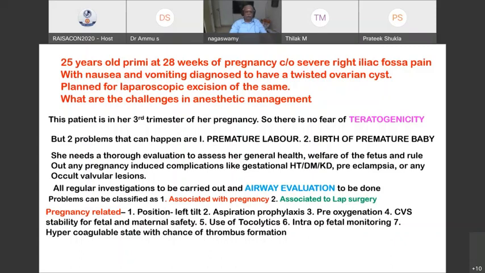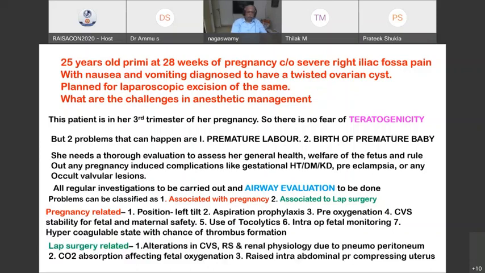So there are 7 problems I have mentioned. One is the position, aspiration prophylaxis, pre-oxygenation to be done correctly, and you must maintain CV stability and use prophylactic tocolytics, monitor the intraoperative heart rate and well-being, and prevent any chances of clot formation.